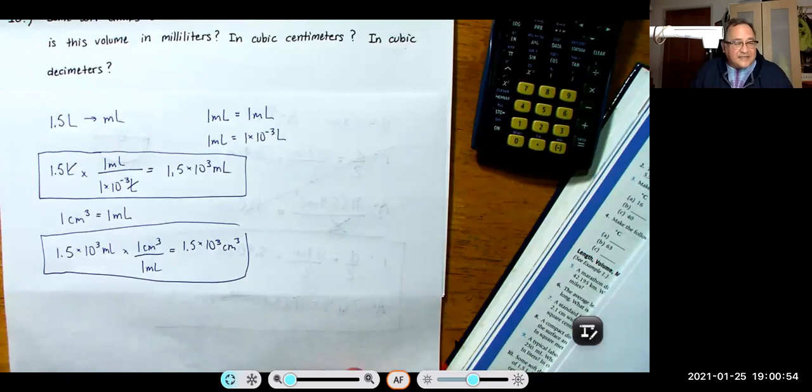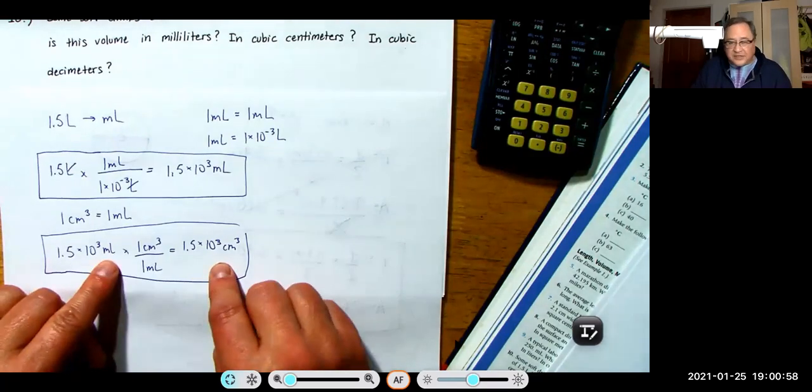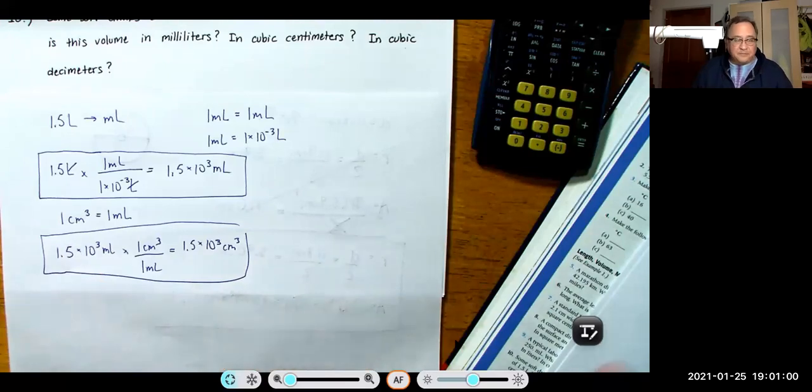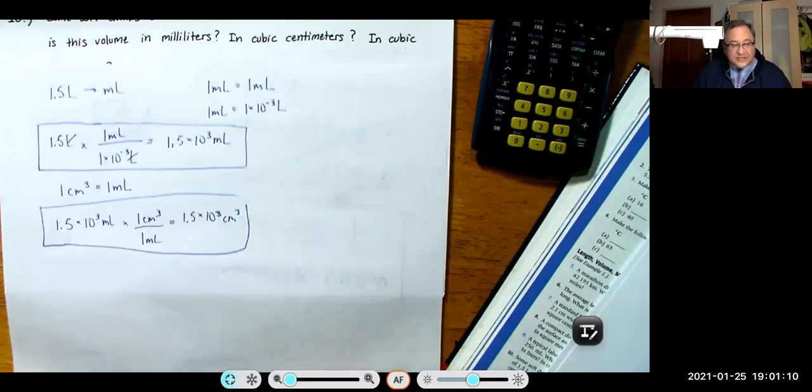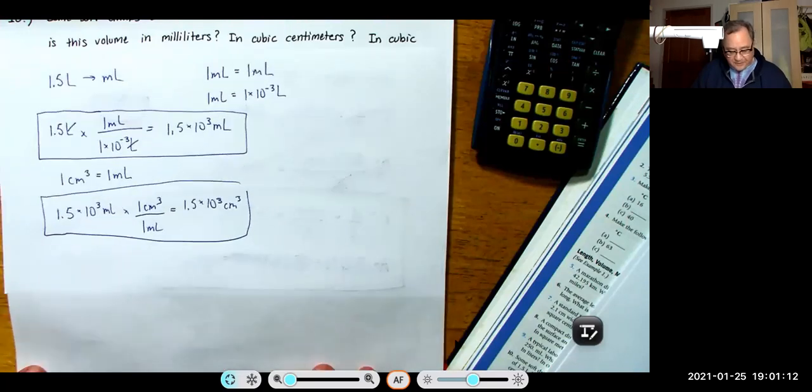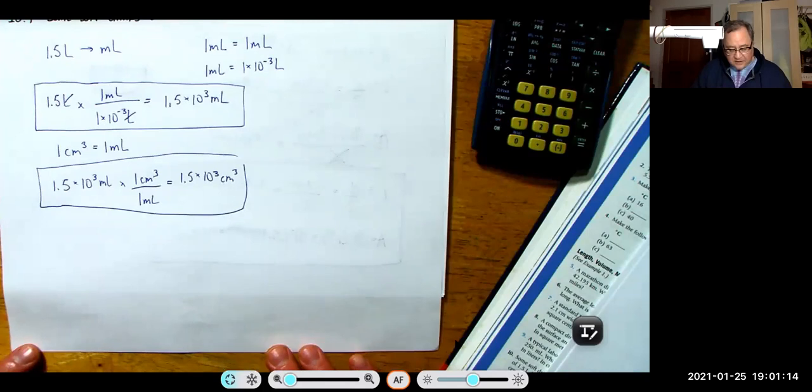For the second exam, third exam, fourth exam, I'll let you go between milliliters and centimeters cubed on the fly. But for the first exam, I want you to show me the calculation. Now, for cubic decimeters, not many people know the relationship between decimeters and centimeters, so I'm going to assume you don't.